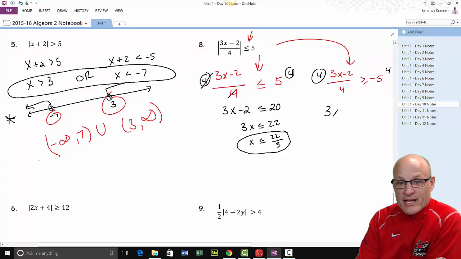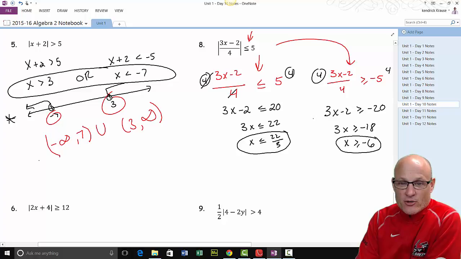I get 3x minus 2 is greater than or equal to negative 20. Add 2 to both sides. I get 3x is greater than or equal to negative 18. Divide by 3. I get x is greater than or equal to negative 6. Now, I don't know if I'm going to put an and or an or in here. I just don't know until after I've taken the time to graph these things.